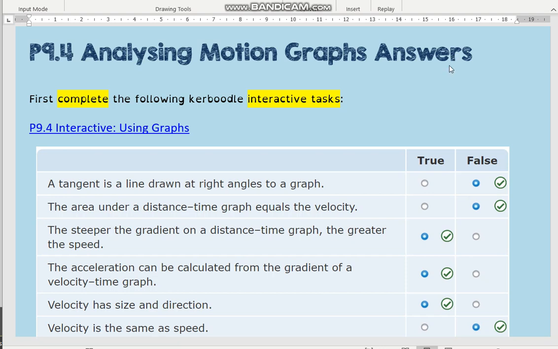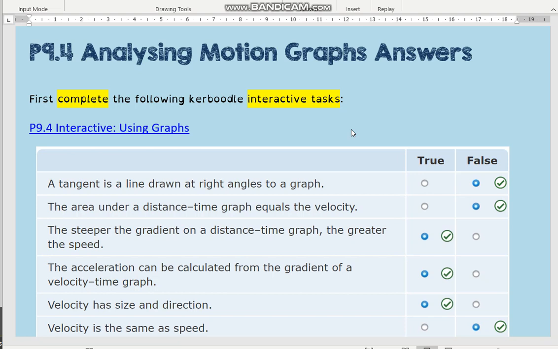Hi, Mr. Simmons here, and I'm going to go through in this video the Kerboodle interactive tasks for topic P9-4 for physics, which was set last week. So, starting with the interactive using graphs, these are just a series of true and false statements to go through.